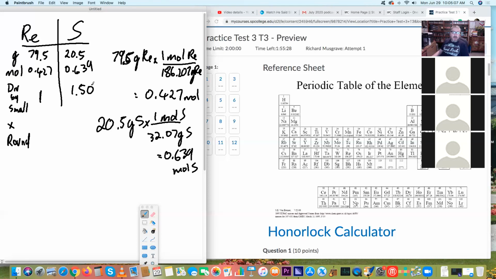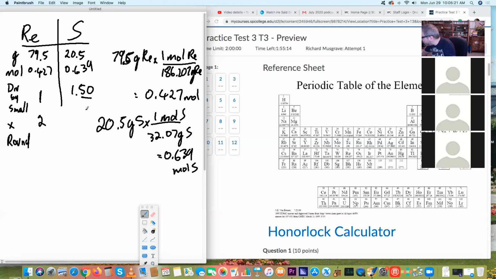But the problem here is that those aren't whole numbers. So I need both of those to be whole numbers. And the only way I'm going to be able to do that is to look at this and say, well, that's 1.50. That 0.50 is pretty close to a half. So if I multiply this by 2, I have to multiply both of these by 2, I'll get 2 is to 3. So we'll end up with Re2S3 as being the answer there.